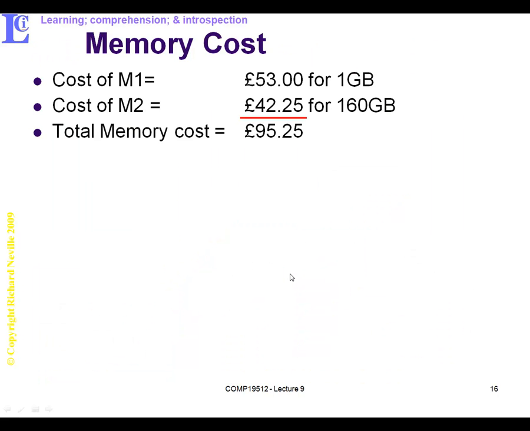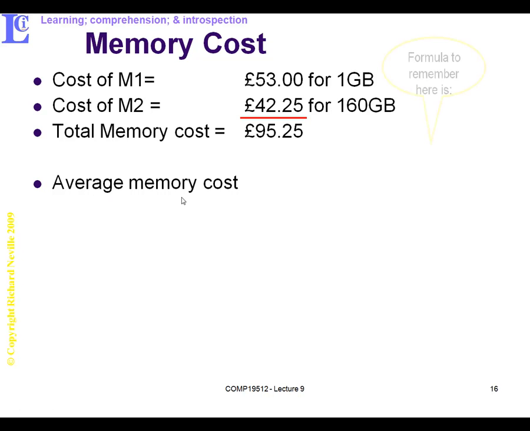Now let's start looking at these memory costs and comparing them. Let's first take a sum, an aggregate, and we're going to call that the total memory cost of M1 and M2. We're going to use the naming convention M1, M2. Memory M1 costs £53 for 1 gig. Memory M2 costs £42.25 for 160 gig. So if we add those two numbers together, the total memory cost is £95.25.